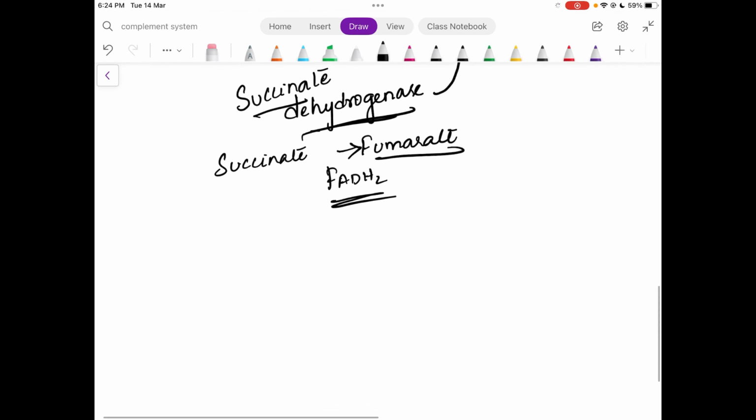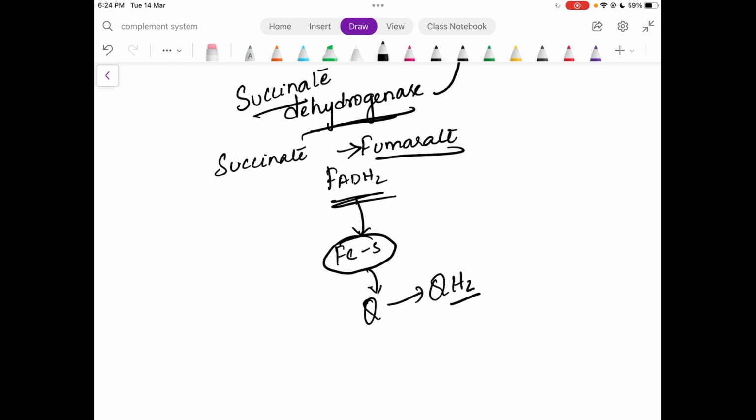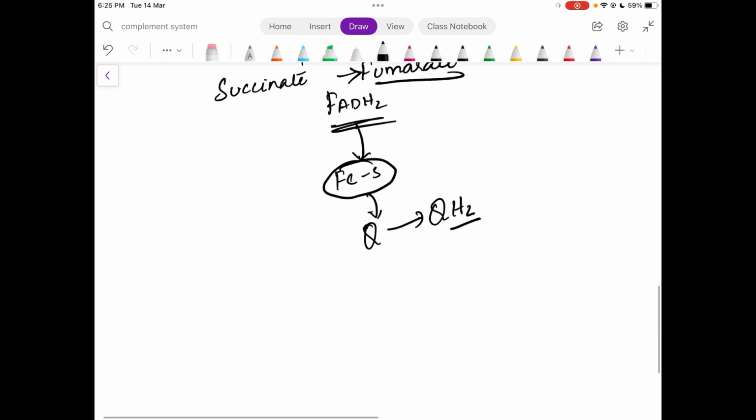This FADH2 will transfer its electrons to iron sulfur cluster. From a series of iron sulfur clusters, these electrons are passed to Q, and this Q ubiquinone is converted into QH2. This complex 2 is very simple. This FADH2 comes from citric acid cycle.